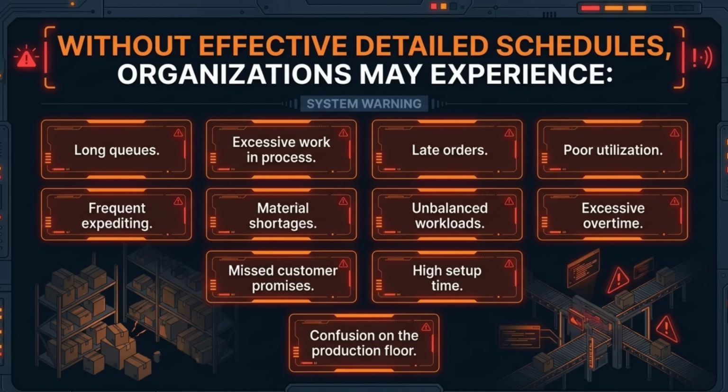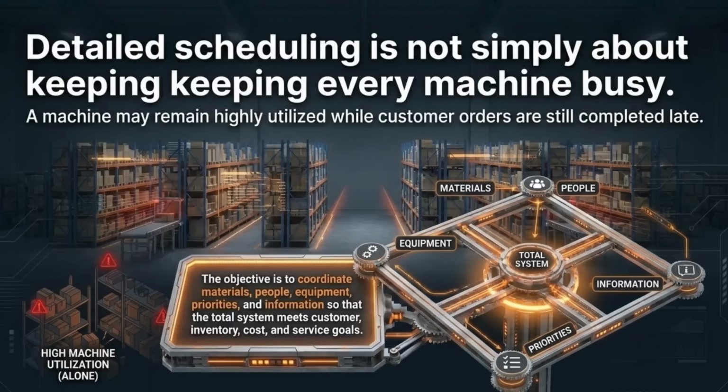Without effective detailed schedules, organizations may experience long queues, excessive work in process, late orders, poor utilization, frequent expediting, material shortages, unbalanced workloads, excessive overtime, missed customer promises, high setup time, and confusion on the production floor. Detailed scheduling is not simply about keeping every machine busy. A machine may remain highly utilized while customer orders are still completed late.